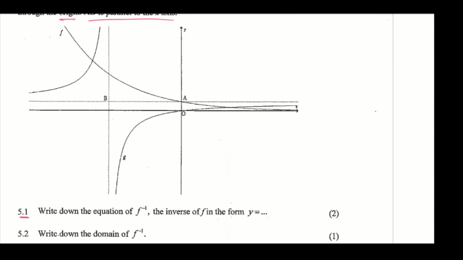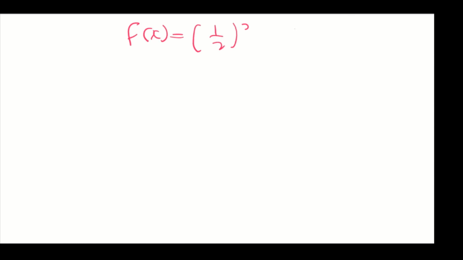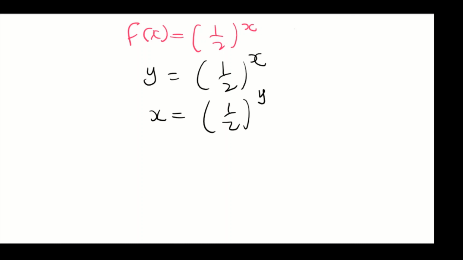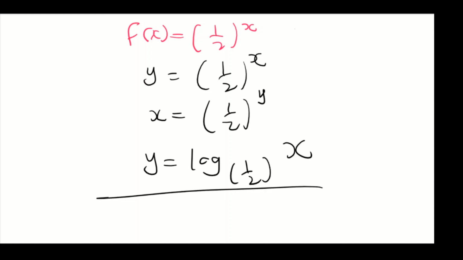So what you're going to first do, in 5.1, is write down the inverse of f in the form y equals. So f of x is given as (1/2)^x. To find the inverse, we first write y equals (1/2)^x. Then we swap: where there's y we put x, where there's x we put y. So it's going to be x equals (1/2)^y, and then we write in standard form. So it's going to be y equals log base 1/2 of x. So this is going to be our inverse of f.